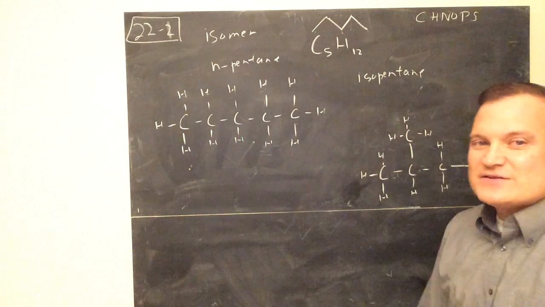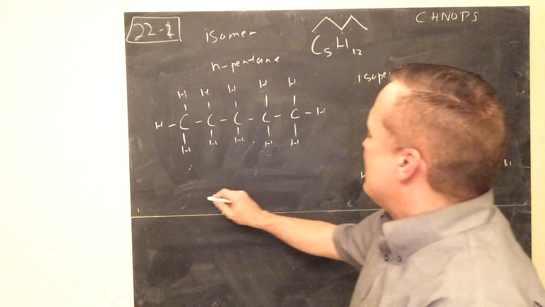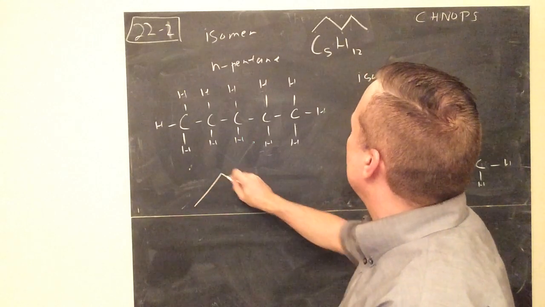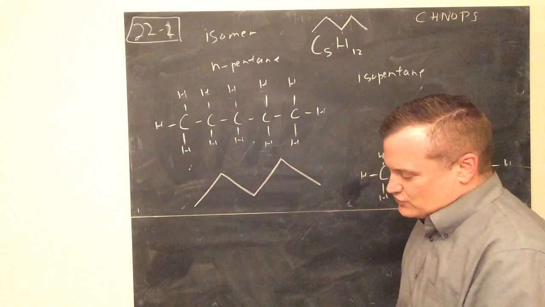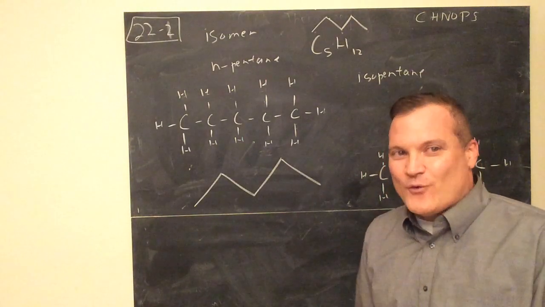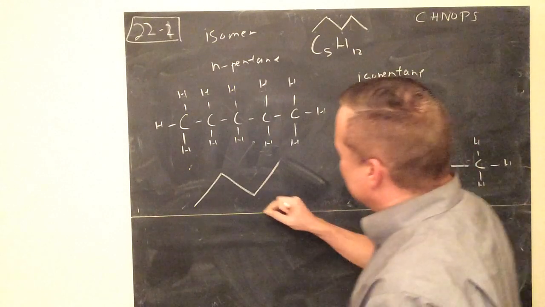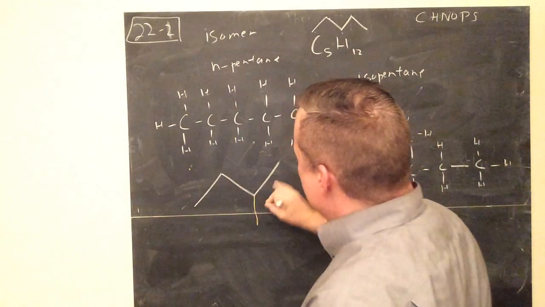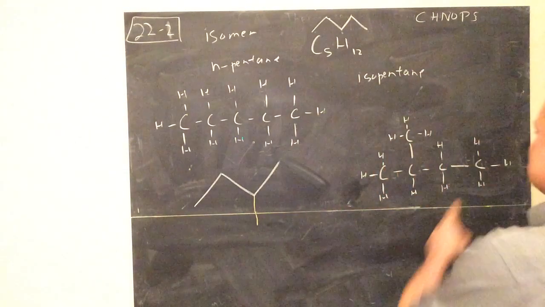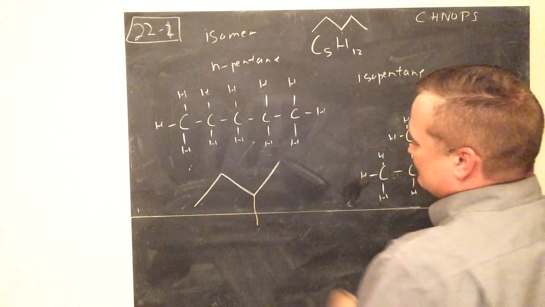Well, it turns out there's another one you can do. And what you can do, I'll show you this. 1, 2, 3, 4, 5. If I want to try to draw all the possible forms of pentane I can make, I can break that off and put it right here. And that becomes the same as this, actually. This is iso. 1, 2, 3, 4, 5.